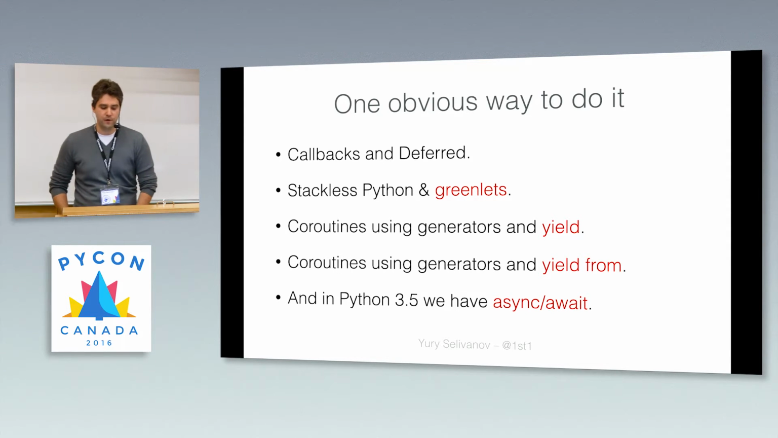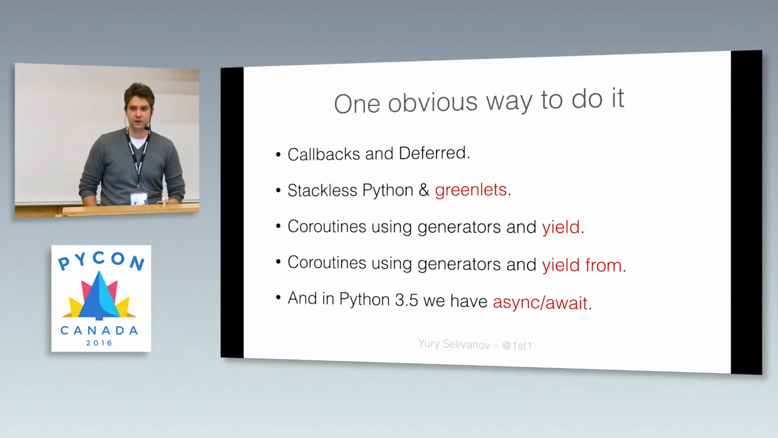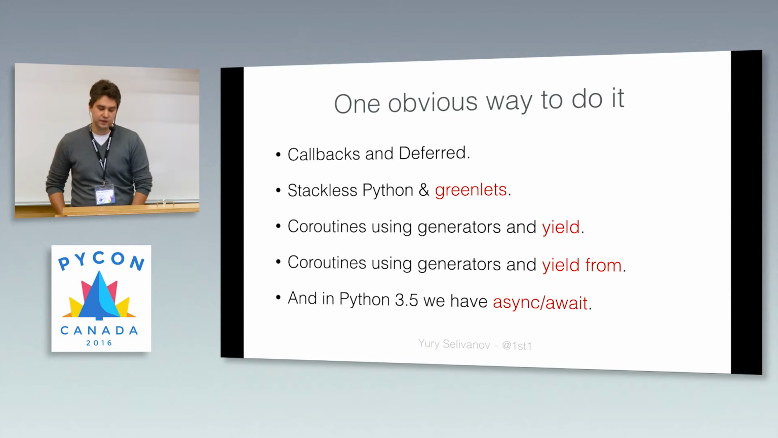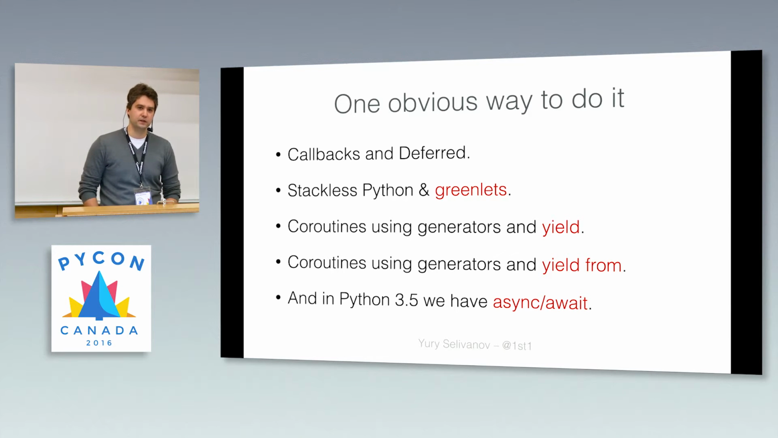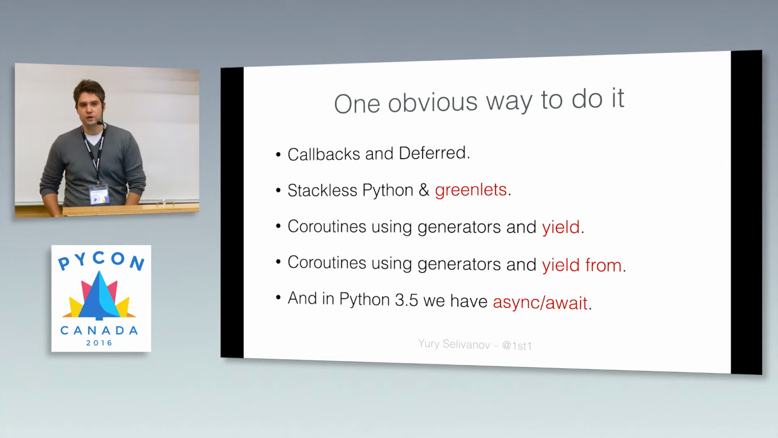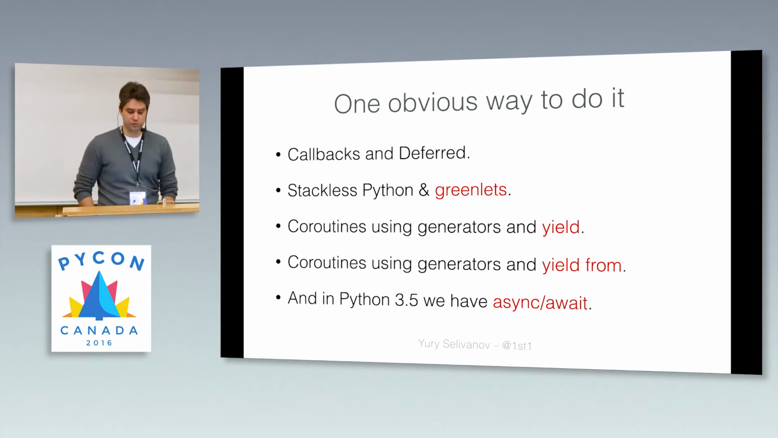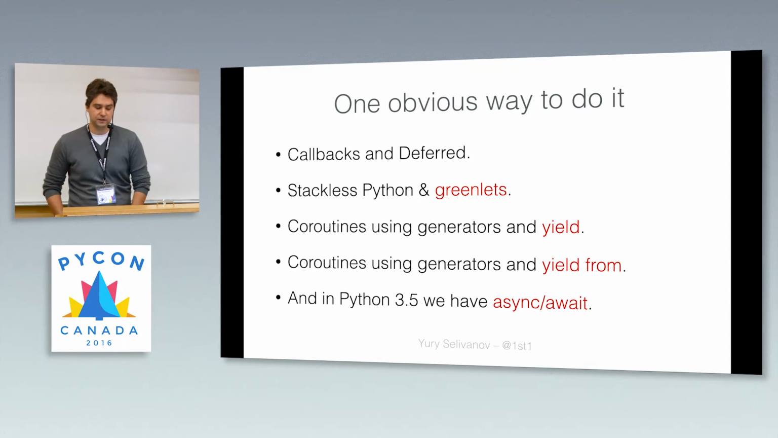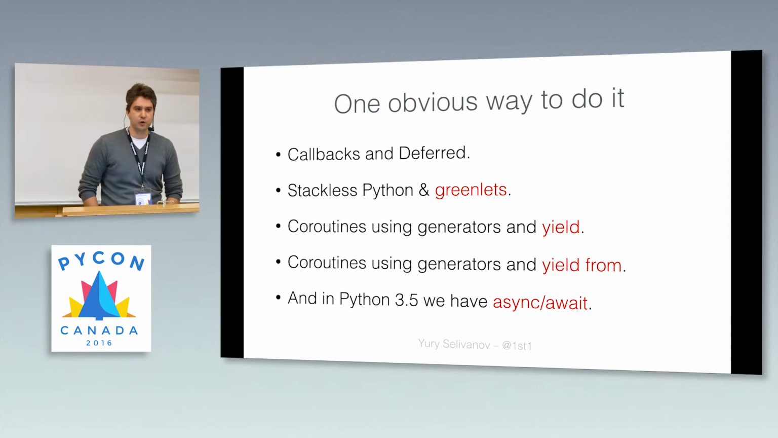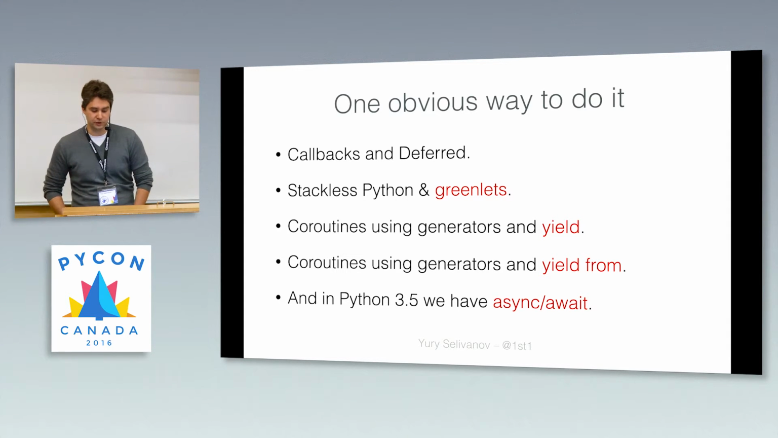Since Python 2.5, it was possible to have coroutines using generators and yield expressions. In Python 3.3, we added yield from, and in Python 3.4, Async IO was born. And it used yield from syntax extensively. And in Python 3.5, we added async await, which is a native syntax.